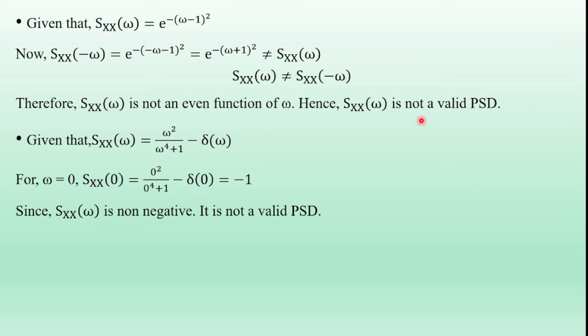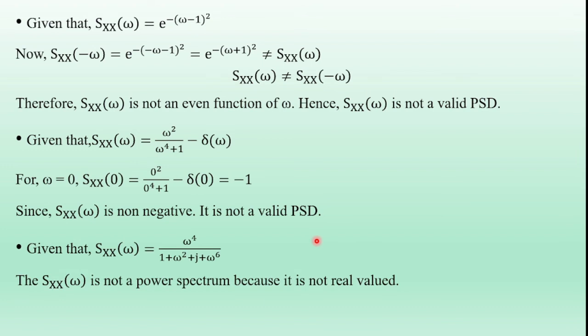Using one of the properties of the power spectral density, the power spectral density is always non-negative, that is, greater than or equal to 0. So here at omega is equal to 0, the power spectral density value is minus 1. So the given power spectral density is not a valid power spectral density.